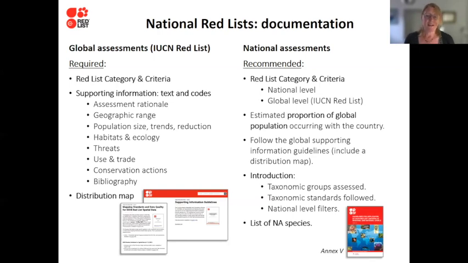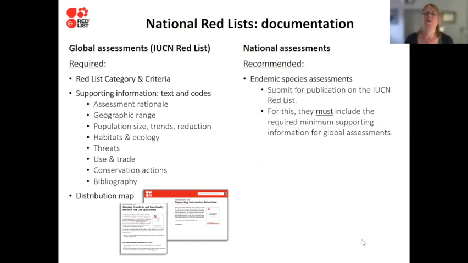And also don't forget the list of not applicable species. So you'll have all your species that you've assessed, and you've gone to a great deal of effort to do that. But it's also good to have an acknowledgement of the other species which occur in your country, but you've decided not to include in your national assessment. Now, there's a whole section in the regional guidelines which talks about documentation for national red list assessments. So there's a lot more that we recommend than these points. These are just the main points that I wanted to highlight today.